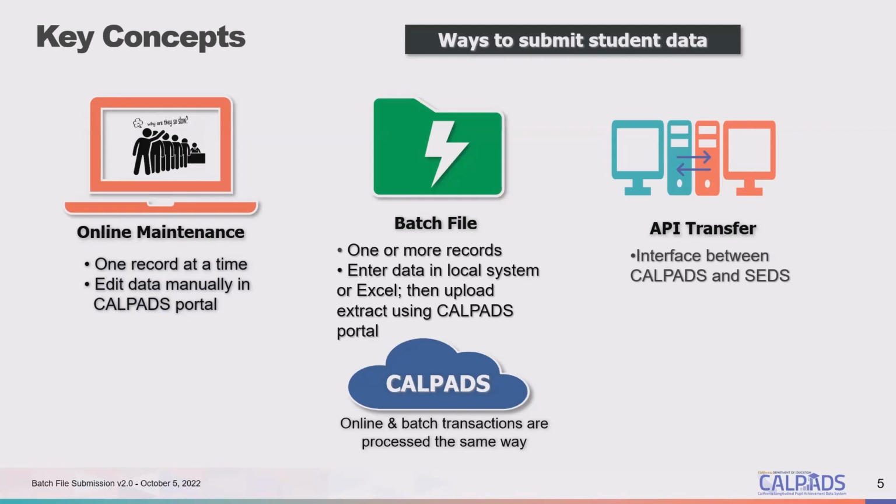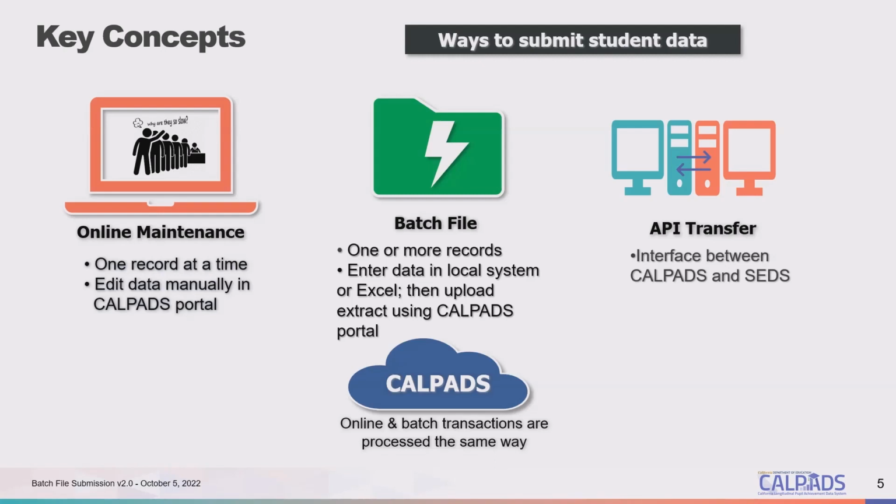API data transfer is a direct interface between CALPADS and a CEDS, or a special education data system. Similar to batch file, API transfers allows data to go back and forth from a special education data system to CALPADS for multiple records or a single record. A distinction, or the big difference between batch file and API data transfer, is that through API data transfer, a user is only interacting directly with their special education data system.